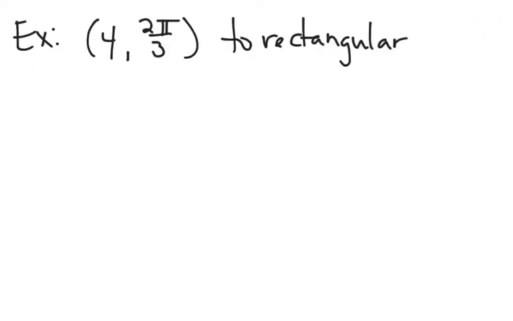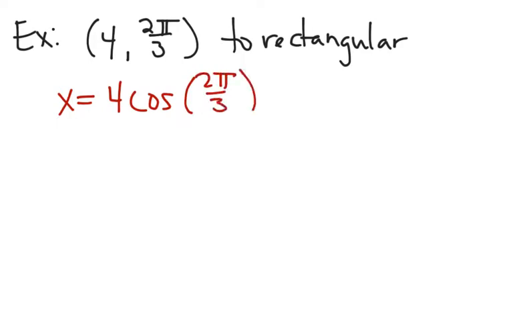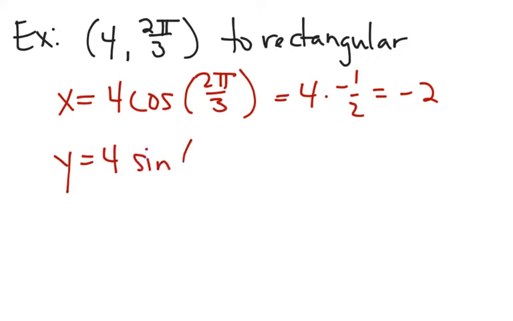So let's do an example where we're going to take a polar coordinate and change it to be in rectangular form. So we're going to start with x is r times the cosine of theta. Well, in this case, the cosine of 2 pi over 3, first of all, 2 pi over 3 is in the second quadrant, so cosine is negative. And the cosine of anything pi over 3 is 1/2, so this is going to be 4 times negative 1/2, which is negative 2. Y is going to be 4 times the sine of 2 pi over 3.